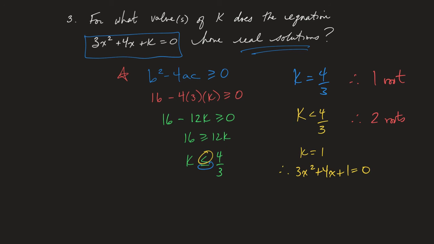And I just want you to notice that if I use my discriminant, 4 squared minus 4 times 3 times 1, notice that by me making that k value 1, it guarantees that my 4ac is going to be less than my b squared. And since it's less than my b squared, then when I calculate that, I get a positive value, and that's what leads me to 2 roots.